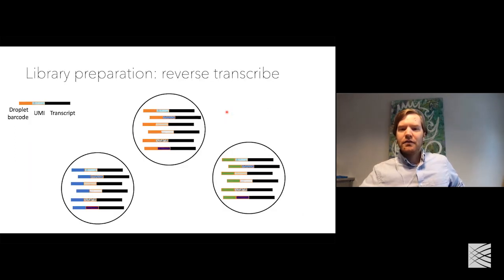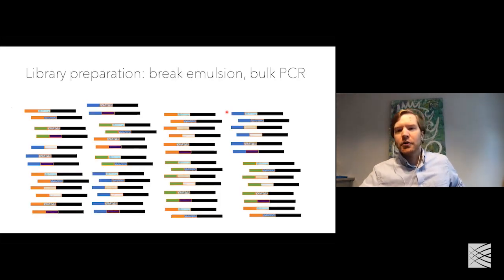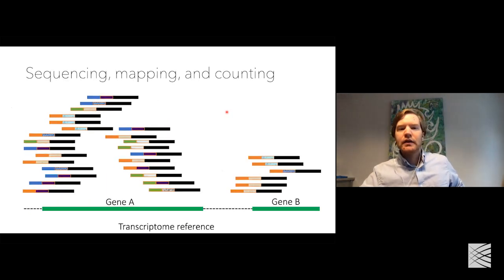Okay, after we have these original cDNA molecules in each droplet, we can break apart the emulsion, mix everything together, and PCR amplify all these molecules together in bulk. We grab some of them for sequencing, and then the idea is to take these sequenced reads, which represent reads that we've sequenced, map them to a reference transcriptome and count them.